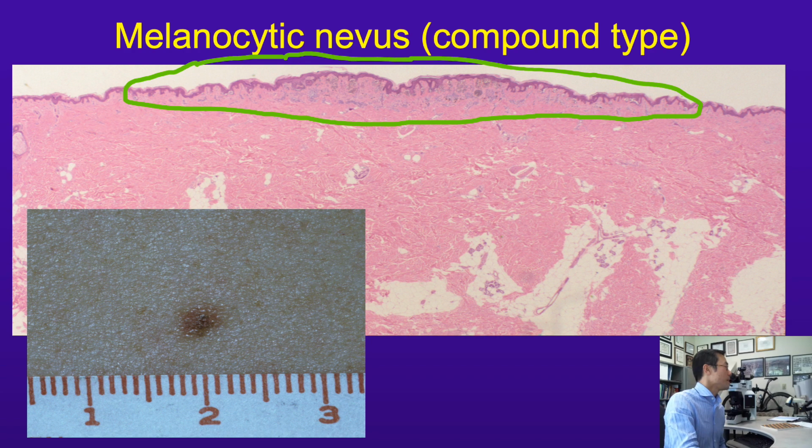Circled here in the green is a compound melanocytic nevus. The clinical lesion is depicted here as well. This is an exact clinical pathologic correlation. We can see that it looks just a little bit busy. It's a little bit cellular in this area, both along the junction and in the upper dermis.